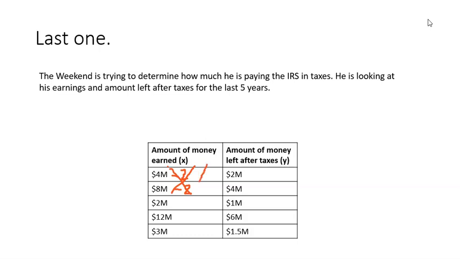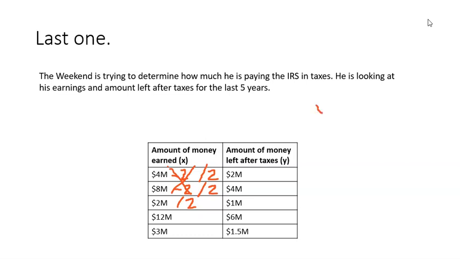Let's try 4 divided by 2 is 2. Yes. Okay, it works. 8 divided by 2 is 4. All right, it works for 2 of them. What's 2 divided by 2? 2 divided by 2 is 1. 12 divided by 2 is 6. Yes. 3 divided by 2 is 1.5. Yes. Okay. So I'm going to write my equation.